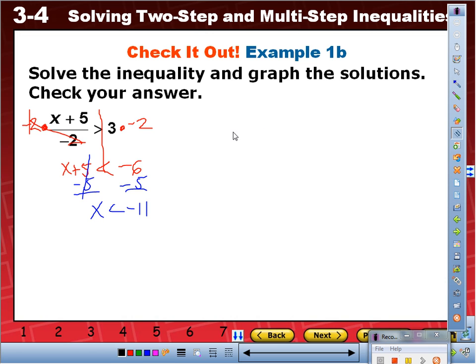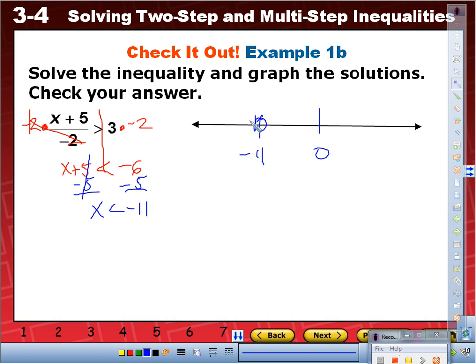Okay. The graph looks something like this. Negative 11, open point. What makes this true? What numbers are less than negative 11? Everything to the left. Therefore, my solution set is all x's such that x is less than negative 11. And we're done.